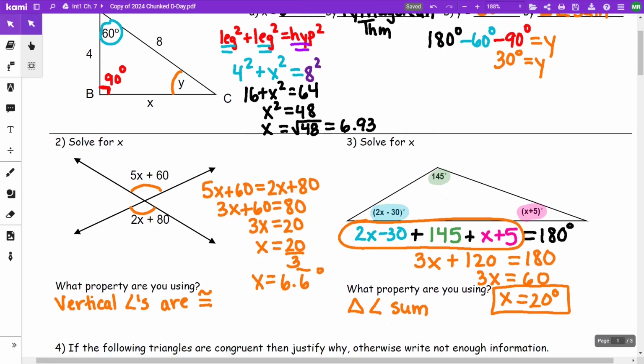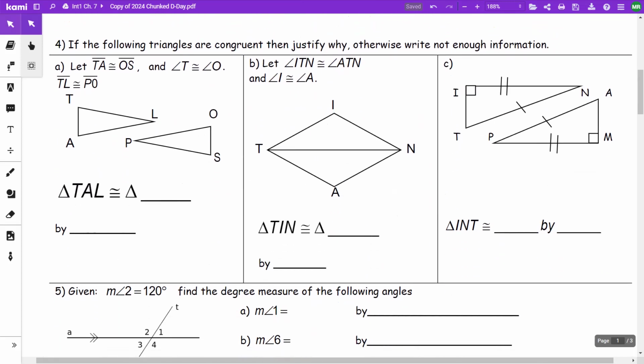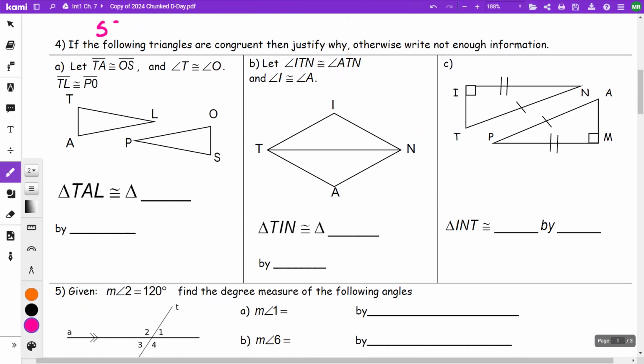Now, on the next section, we are going to be deciding if these triangles are congruent, and if so, why, and then list our triangle congruent statement. So the ones that are congruent are the following. Let me write them here. Side-side-side, side-angle-side, angle-side-angle, angle-angle-side. And if you have a right triangle and you have hypotenuse and leg, HL for hypotenuse leg.